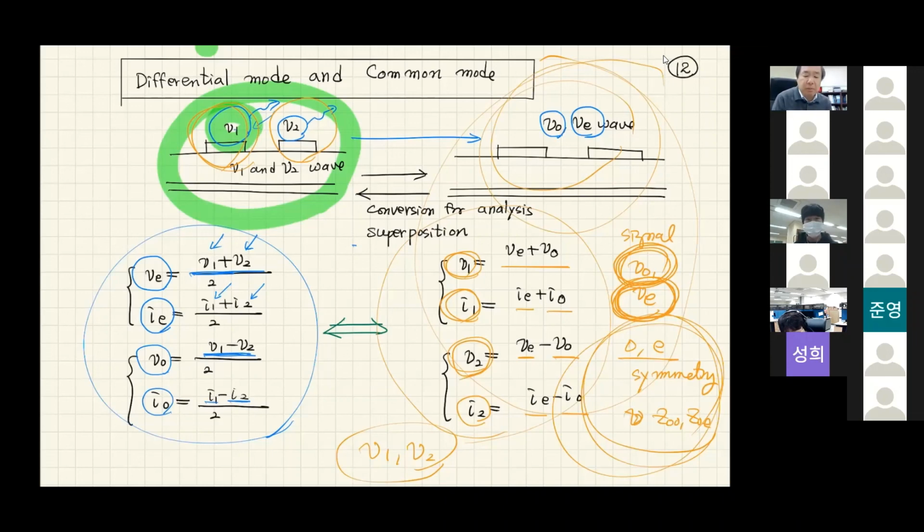This is the end of my class today. The major target of my class today was to give you the basic concepts of differential mode and common mode. On Wednesday, I'm going to talk about generation of differential and common mode, and propagation and reflections. It is a little bit more complicated compared to the single-ended line case, but let's enjoy that.